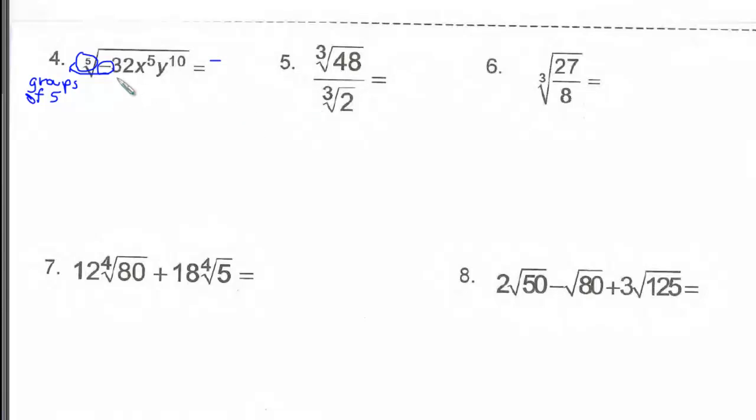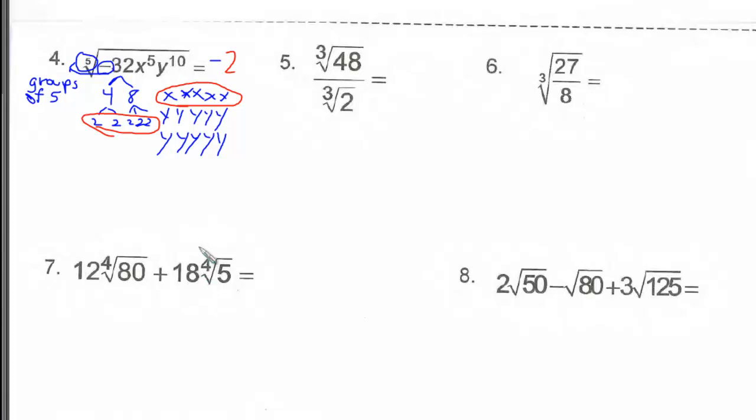Let's break down 32. 32 breaks down to be 4 times 8. And 4 breaks down to be 2 times 2, and 8 breaks down to be 2 times 2 times 2. There are 5 x's and 10 y's. Let's start with the 2's. I have 5 2's, so I will pull out one of those right here in the front. Let's look at our x's. There are 5 x's, so I'm going to also pull out an x out front. And notice there are 2 groups of 5 in the y's, so this is y squared.